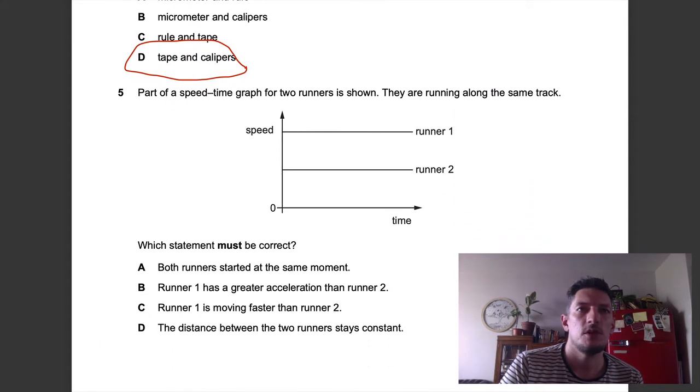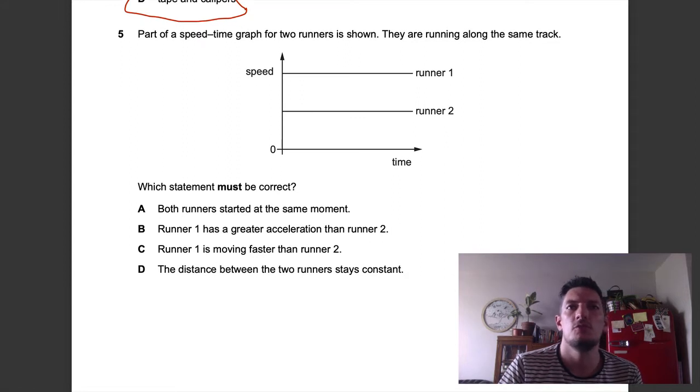Okay, next up we have a speed-time graph, 2 runners. It's important to note that it's a speed-time graph. So maybe runner 2 is running at 10 kilometers an hour, and runner 1 is running at 20 kilometers an hour, or something like that. Think about it that way. Okay, which statement must be correct?